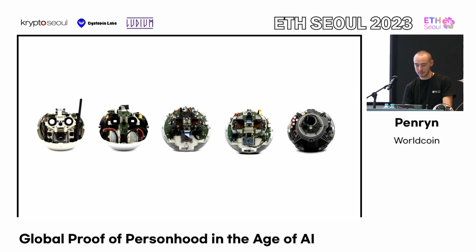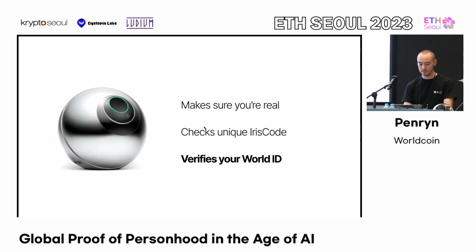And the orb has been in development for a few years. We've gone through lots of different revisions of how we can scan more effectively, more securely. And with the orb, it does a couple things. It makes sure you're real. It makes sure that you're an actual human presented in front of it, not a photo of a human, for example. It checks your iris code is unique.